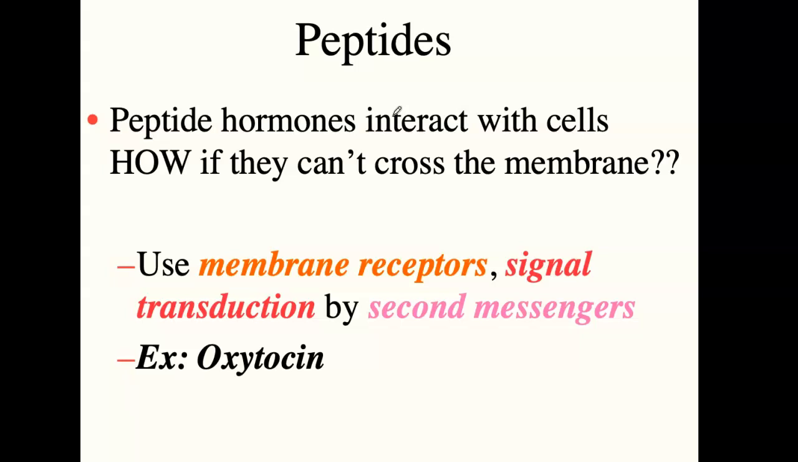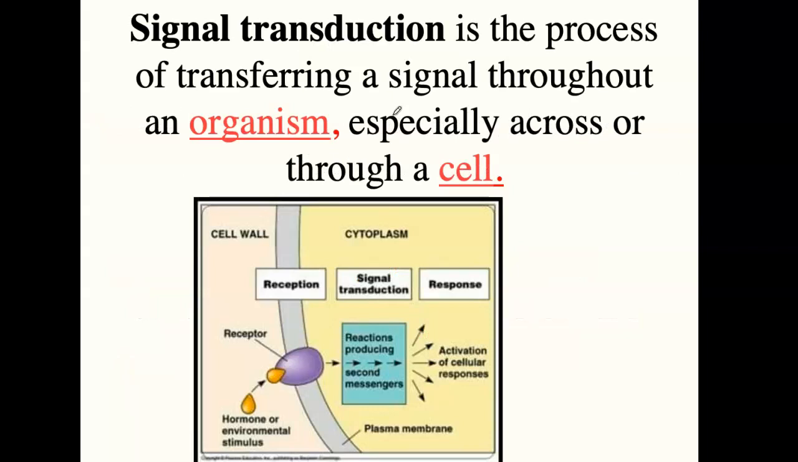So how is it, I'm asking here, that these peptide hormones can interact with other cells if they can't even cross the membrane? They're going to use the receptor, and you've seen that when we talked about insulin: a membrane receptor, signal transduction, and second messengers. Okay, the receptor, the signal transduction, and second messengers. An example of that is oxytocin, but let's just go and see what this all means.